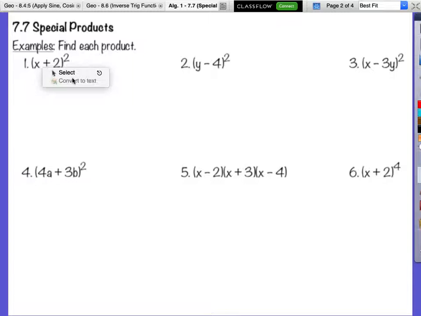Now, what does it mean to square something? Multiply it by itself. So an exponent means that many of them multiply together. So how many of us would expect this answer to be x squared plus 2 to the second? Tyson, you're shaking your head no. Why are you shaking your head no?